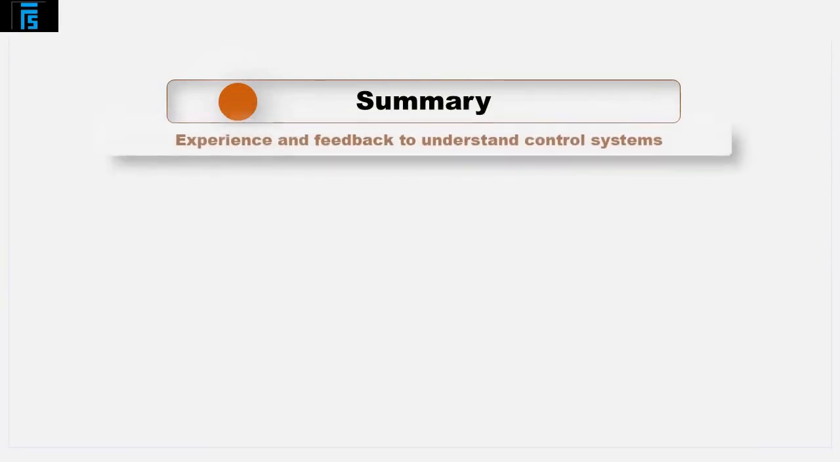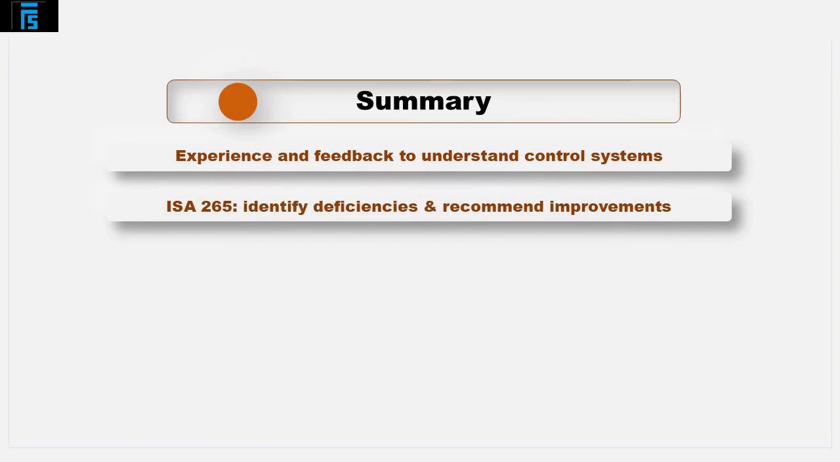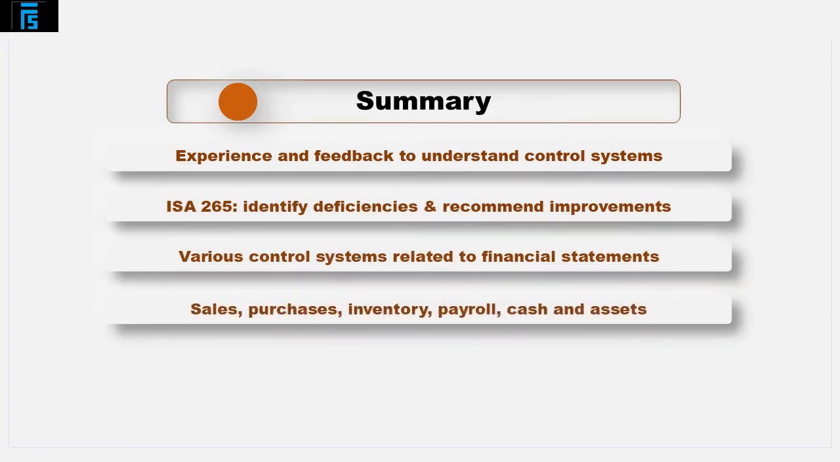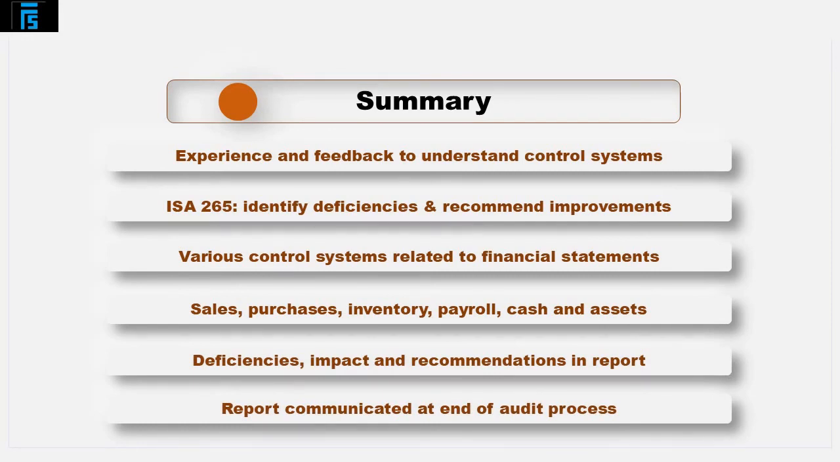In summary, auditors use their experience and feedback from the client to understand the control systems, and this enables them to identify deficiencies. They are required to identify deficiencies and recommend improvements to control systems, and this is laid out in ISA 265. There are various control systems that relate to the financial statements, including sales, purchases, inventory, payroll, cash, and assets. Once deficiencies are identified, they are included in the management report, along with the impact and recommendations. The management report is usually communicated at the end of the audit, once all of the audit work is complete.